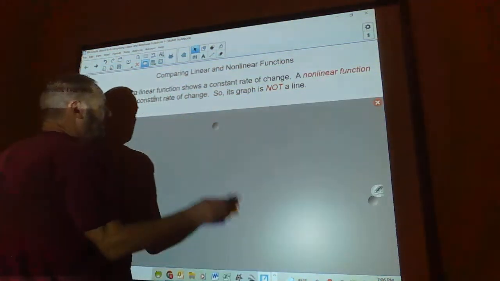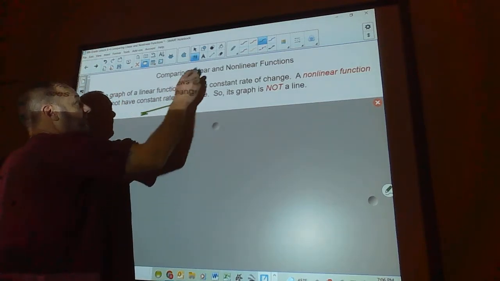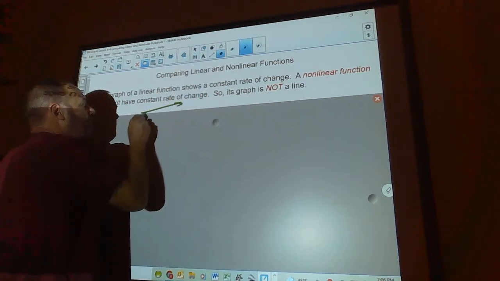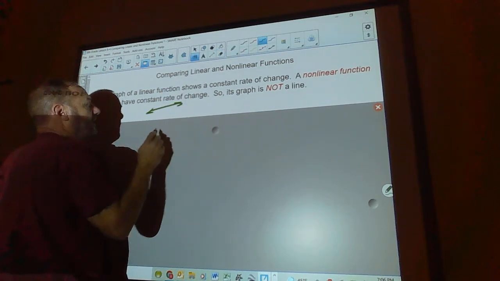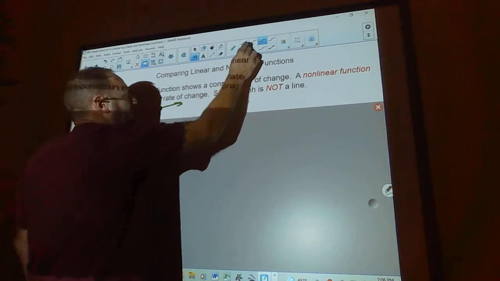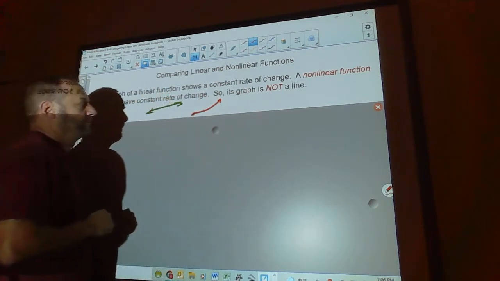So anything that looks like this, that should be a straight line by the way, anything that looks like that is going to be linear. And then things that look like this are not linear, okay?